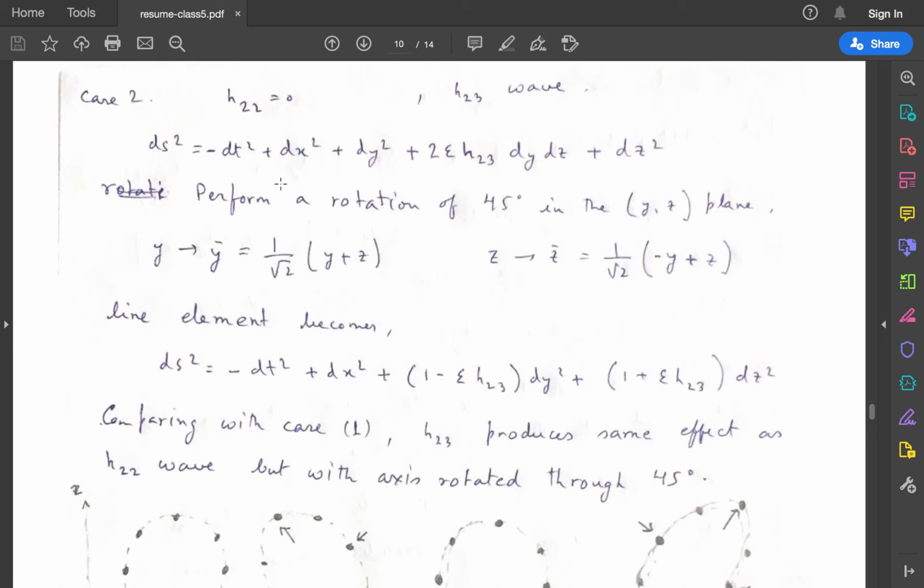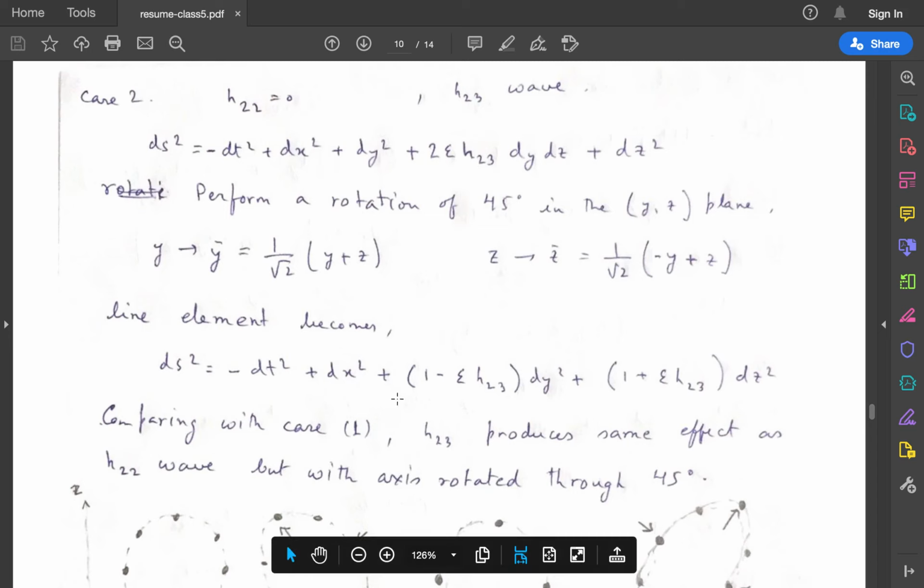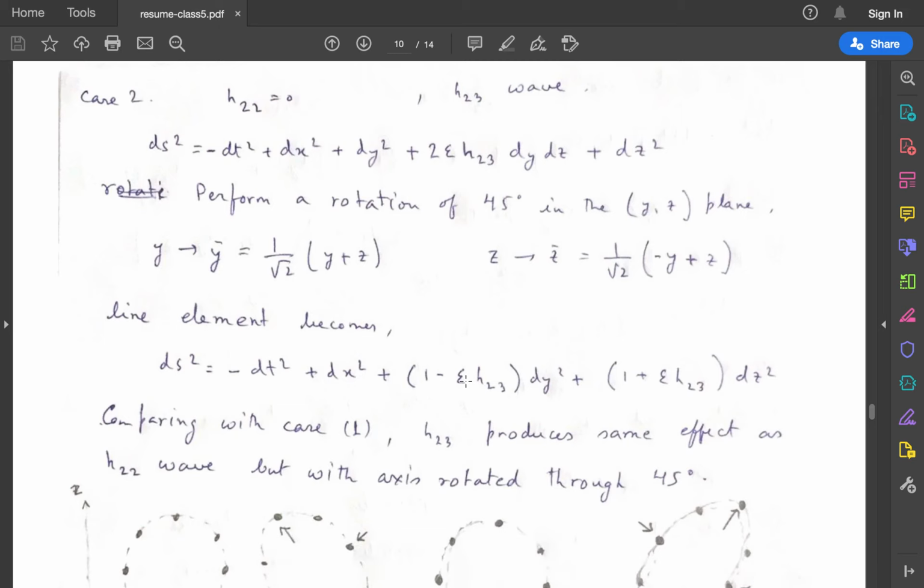Now what I do is perform a 45-degree rotation in the yz plane. That means my y coordinate becomes y bar, which is 1 by root 2 of (y plus z), and z becomes z bar, which is 1 by root 2 of (minus y plus z). If I put this in this equation, you can check very easily that you will get exactly the line element that we got for the h22 wave. So this solution will be the same, right?